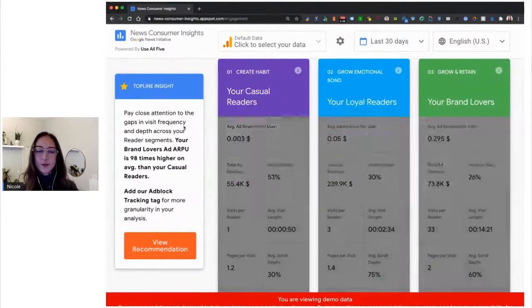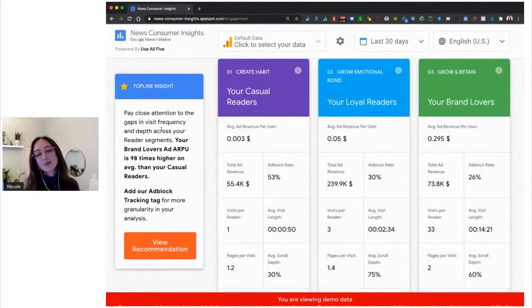And then if we also jump over to the left-hand side of the graph here, this is one of those top-line insights that we discussed before, where it's pulling information from your data to better understand where you could potentially go for a recommendation. And so reading this through with you both: pay close attention to the gaps in visit frequency and depth across reader segments. So your brand lovers' ad revenue per user, or ARPU, is 98 times higher on average than your casual readers. So that's just something to keep in mind again, as you look through this data, understand if that's what you're looking for, if that's what you want.